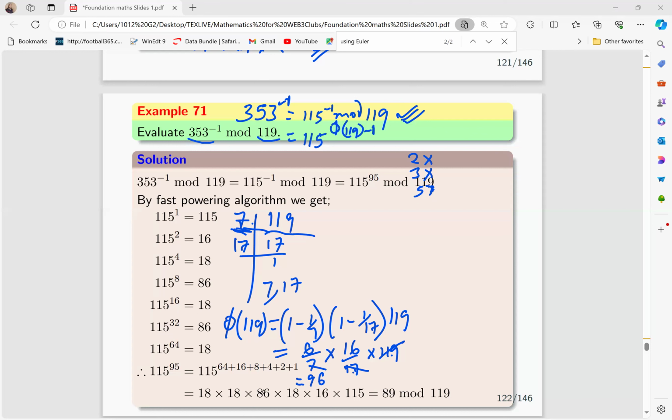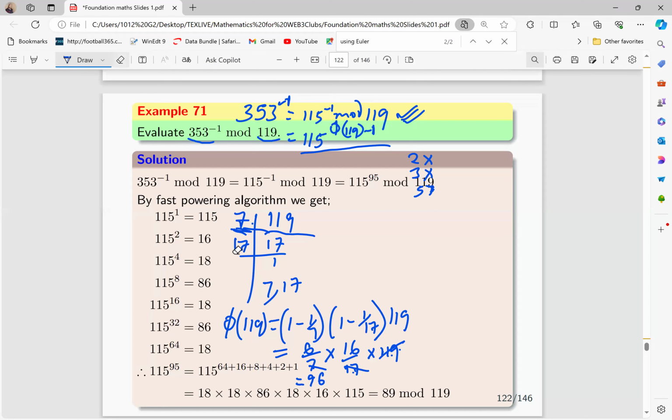So this is 6 out of 7, then 6 out of 17 times 119. The numerator and the denominator here are equal because 7 times 17 is just 119. So what I'm left with is 96. According to this formula, Euler phi of 119 is 96. 96 minus 1 gives us 95. So the power is 95.